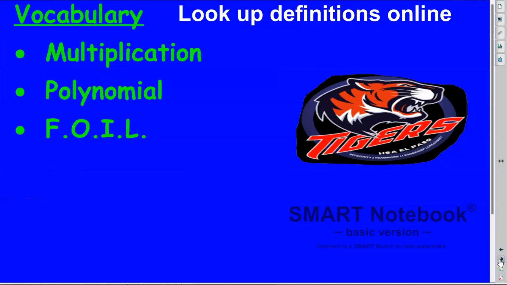Before we look at the title for today's lesson, you want to revisit some of these concepts, this vocabulary. Multiplication, look up the definition. Again, it seems pretty straightforward, but a lot of times a formal definition might give you insight as to something you may have missed. So take some time, Google it, look for some examples.